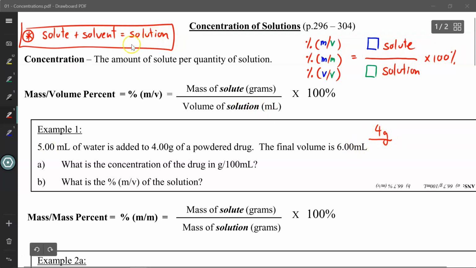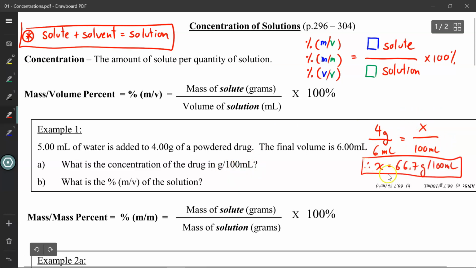Remember, solution is made up of the solvent and the solute together. So when I combine 5 milliliters of water, the solvent, what's doing the dissolving, to the 4 grams of powdered drug, the solute, what is being dissolved, this powdered drug caused the water level to rise to a final volume of 6 milliliters. And so the 6 milliliters represents my solution volume. So the ratio of solute to solution is 4 to 6. But it wants it in grams per 100 milliliters. So I need to set up this new ratio and solve for x. And when I do so, I get 66.7 grams per 100 milliliters.